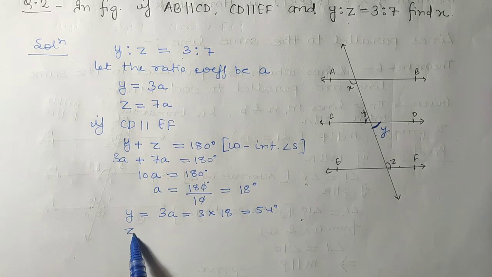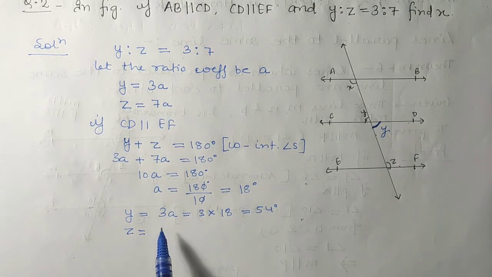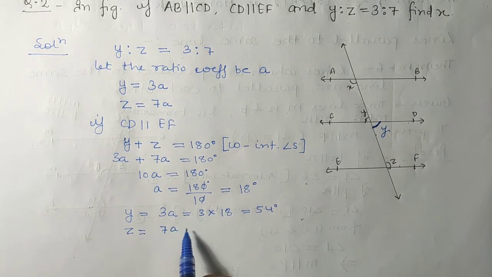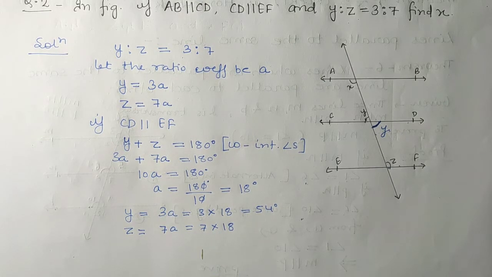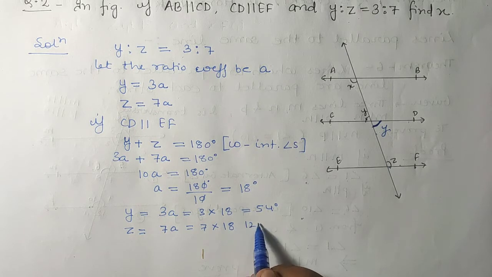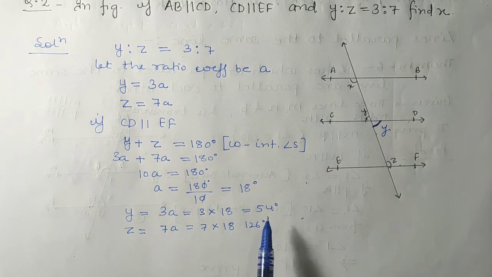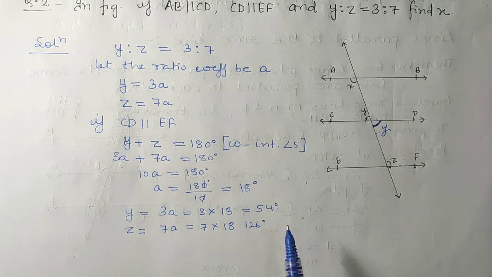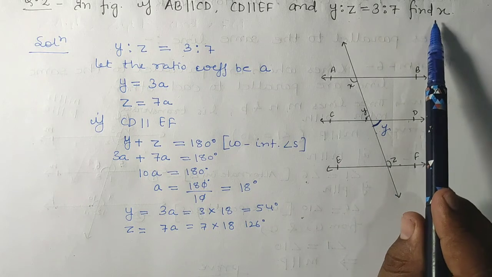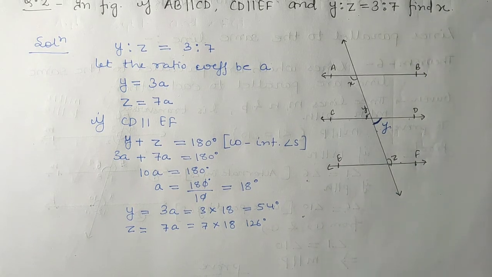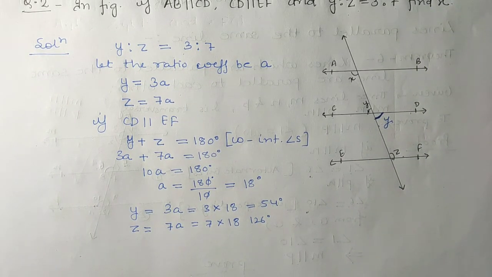And what is the value of Z? The value of Z is 7 into A, that is 7 into 18, and 18 7s are 126 degrees. Okay students, so these are the values of Y and Z. Yet they are not asked in the question. What is asked in this question? The value of X. So how will we find the value of X?